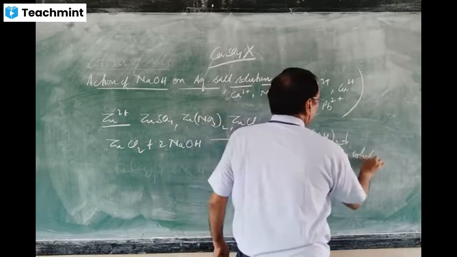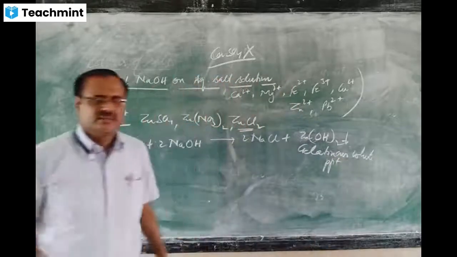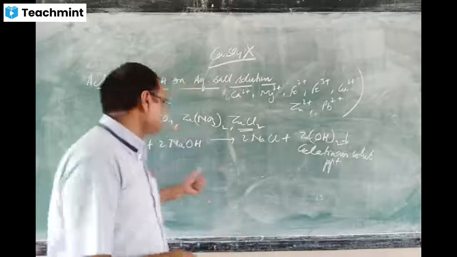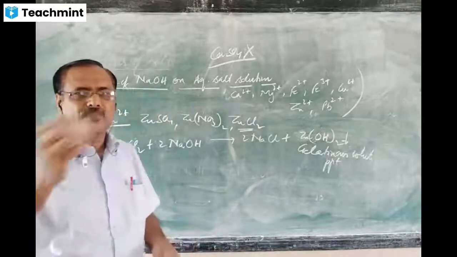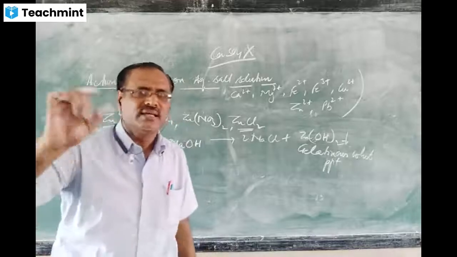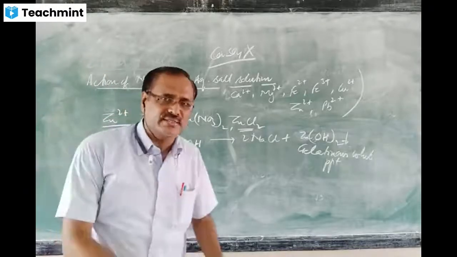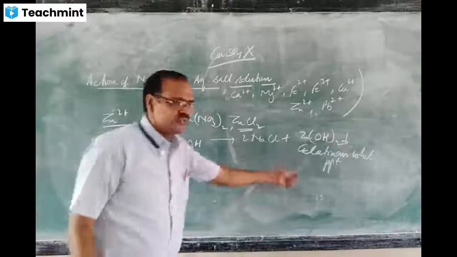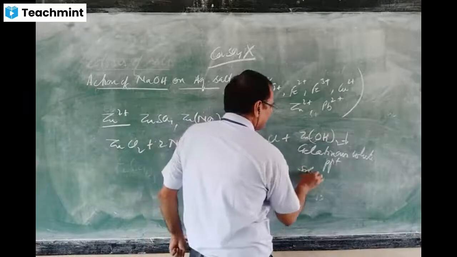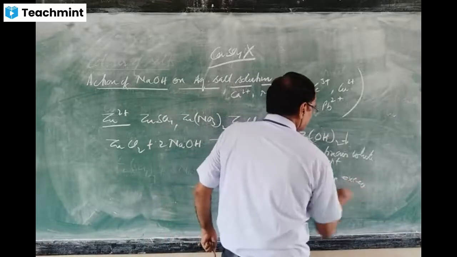Gelatinous white precipitate. You must be thinking what gelatinous white is. It is like a jelly-like substance. In a test tube where you have taken zinc chloride, add sodium hydroxide drop-wise. A white precipitate will form like a jelly-like substance that sticks to your test tube wall. So this gelatinous white precipitate is formed, and it is soluble in excess sodium hydroxide.